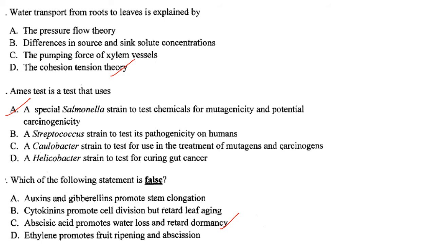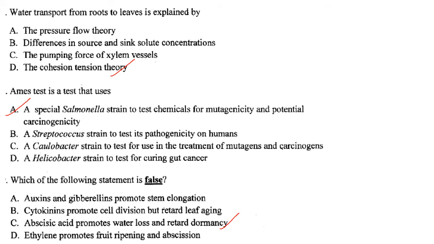Then Ames test that uses. So it uses a special strain of Salmonella to test chemicals for mutagenicity and potential carcinogenicity. So answer is option A. Then which of the following statements is false? So auxins and gibberellins promote stem elongation. Then cytokinins promote cell division but retard leaf aging. Abscisic acid promotes water loss and retard dormancy. Ethylene promotes fruit ripening and abscission.